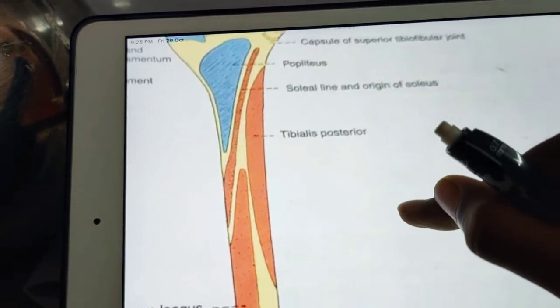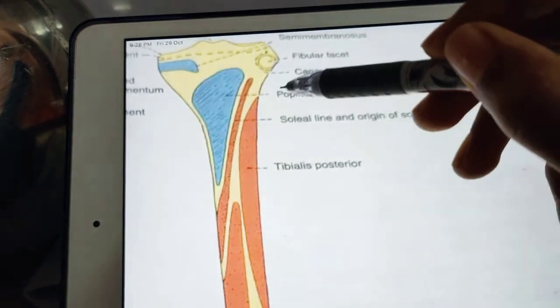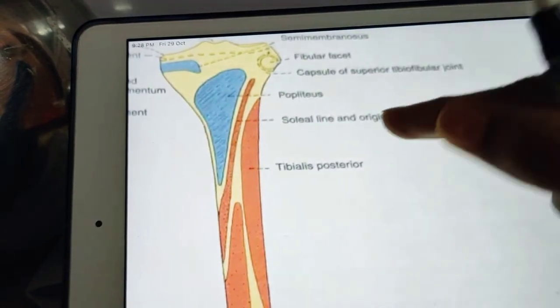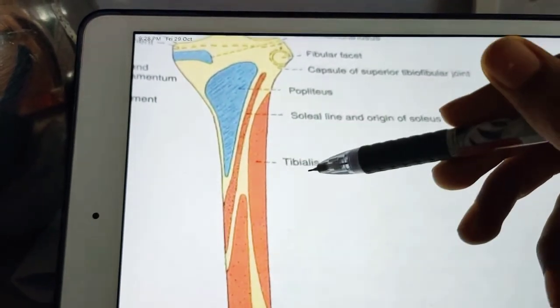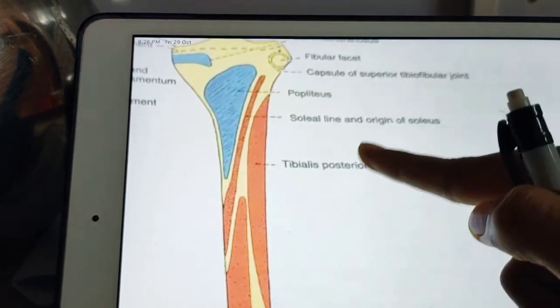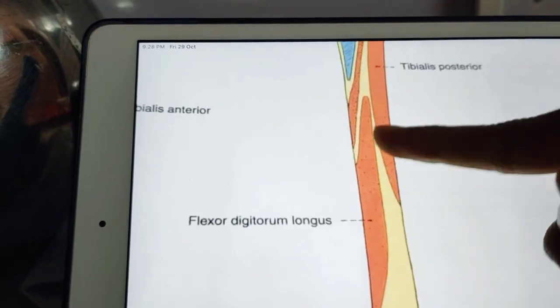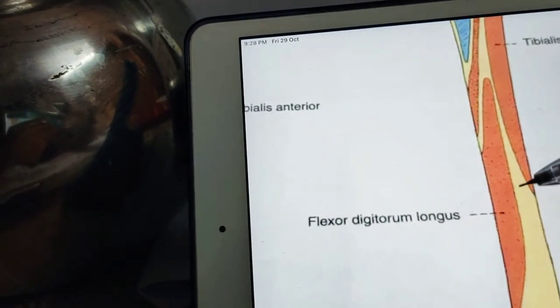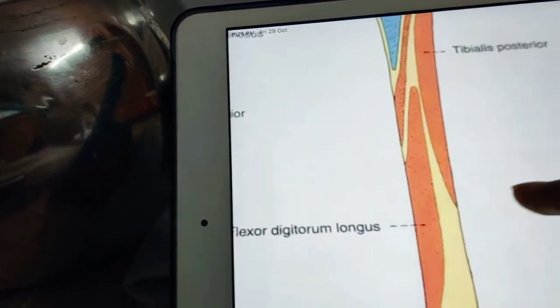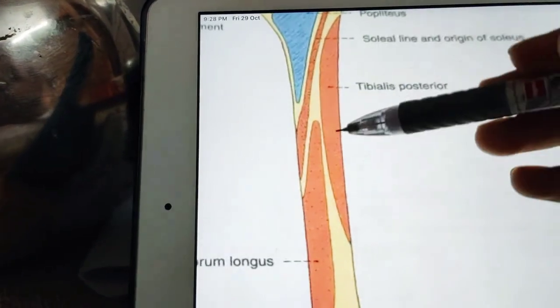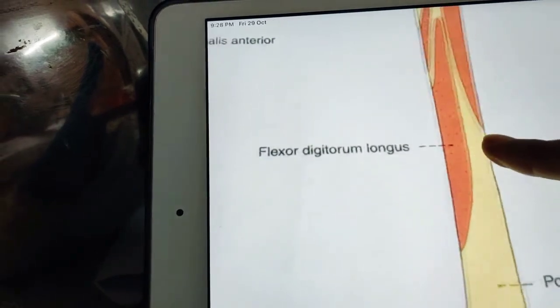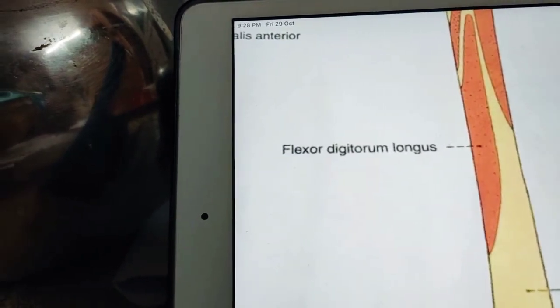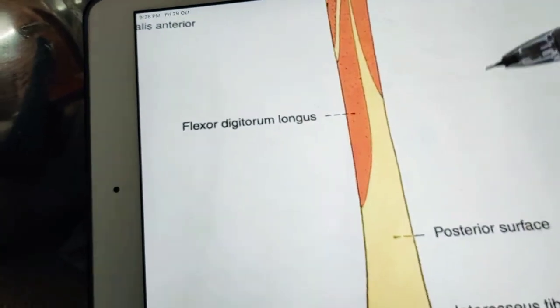Next, popliteus is inserted on posterior surface into triangular area above soleal line, and the medial area of posterior surface below the soleal line gives origin to flexor digitorum longus, while lateral area gives origin to tibialis posterior. So on the posterior side, lateral side gives origin to tibialis posterior, medial side origin of flexor digitorum longus.